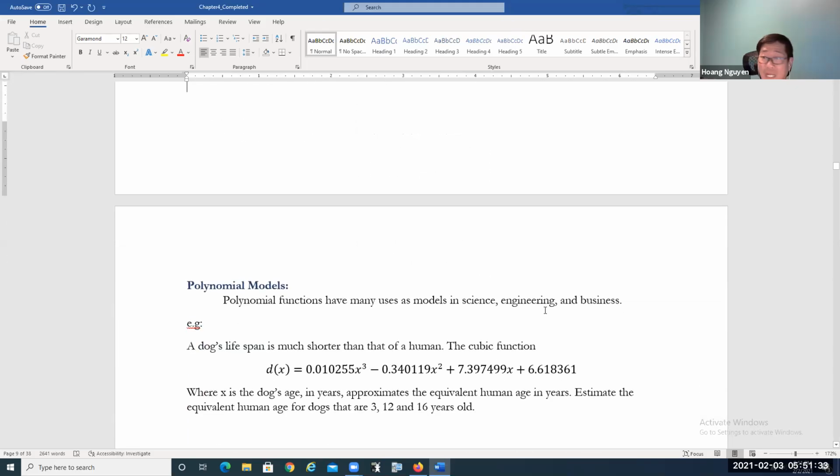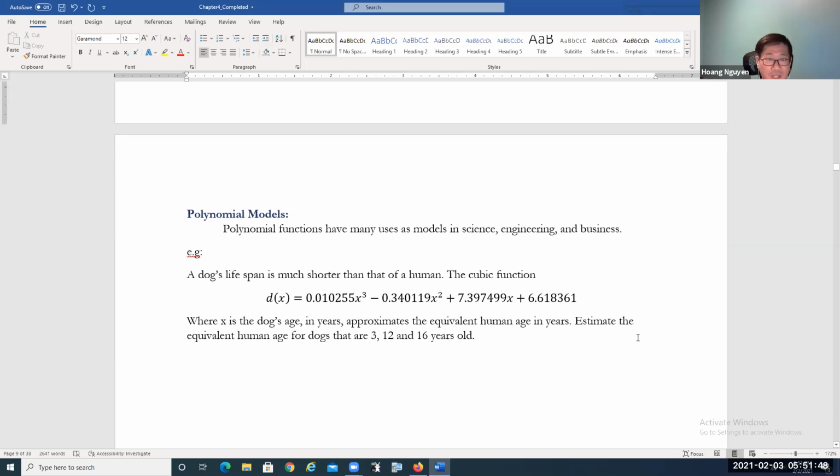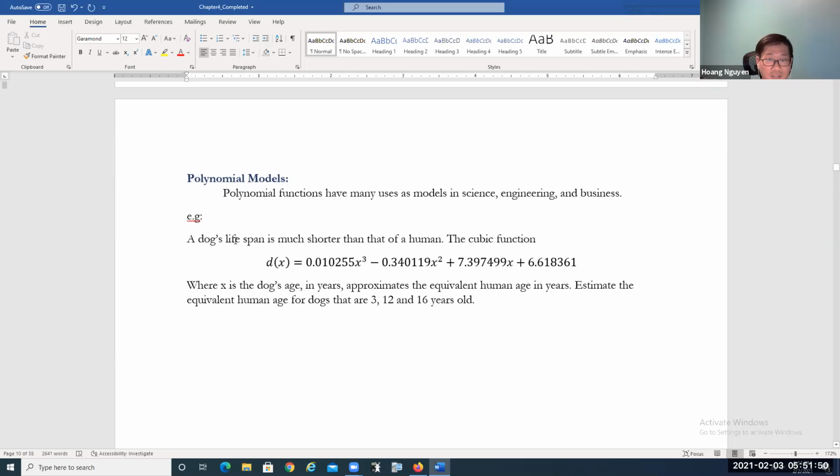Now, the last portion of this section 4.1, we're going to talk about some models, polynomial models. Polynomial functions have many uses as models in science, engineering, and business. So let's take a look at this application right here. A dog's lifespan is much shorter than that of a human. The cubic function right here, we're going to use it to model this.